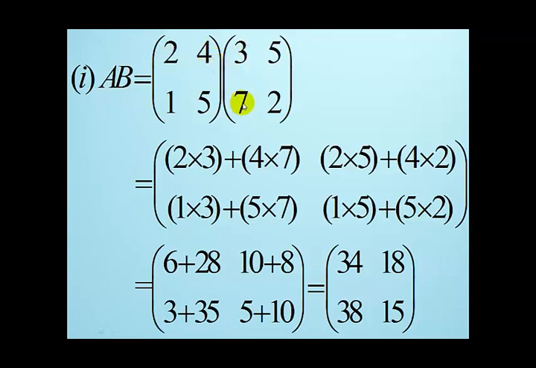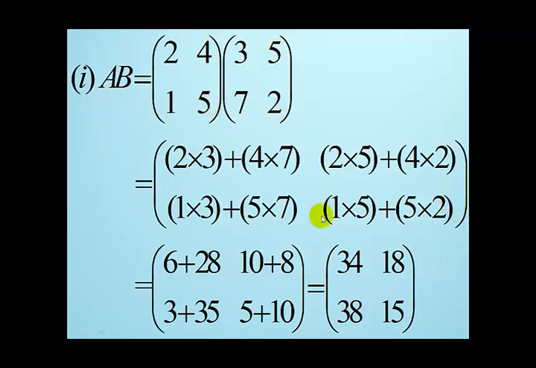Then we leave a space. 2 times 5 plus 4 times 2. Then we are done with the top. Now we come to the second row. So we have 1 times 3 plus 5 times 7. We have 1 times 5 plus 5 times 2.